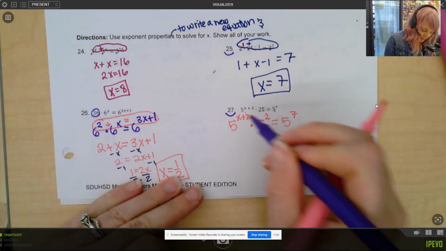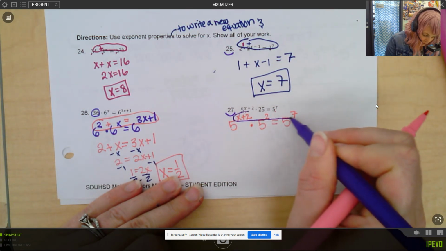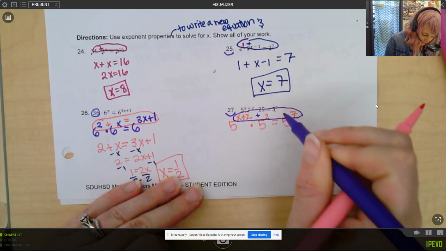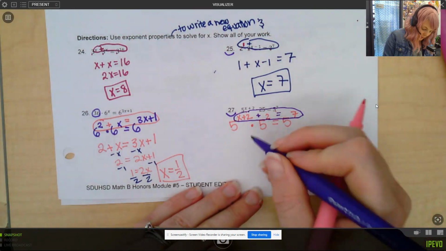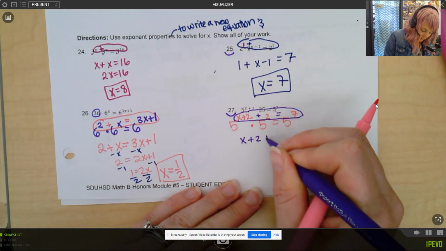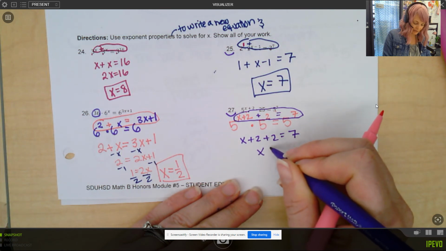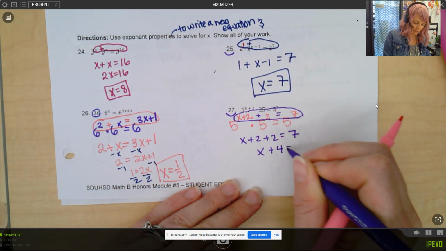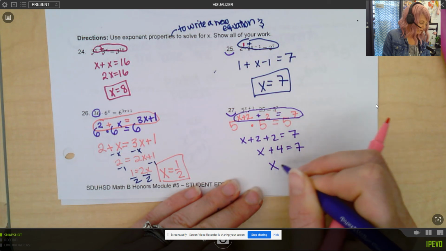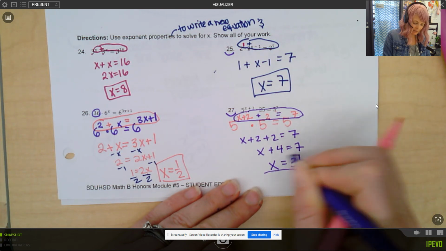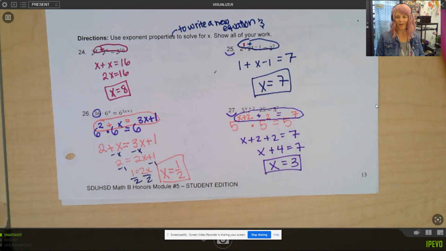And then remember, we are rewriting a new equation using these exponents to get our new equation of x plus 2 is equal to 7. Actually, x plus 4 is equal to 7. Subtract 4 from both sides, and x is equal to 3. Wunderbar. Excellent job, mini mathematicians.